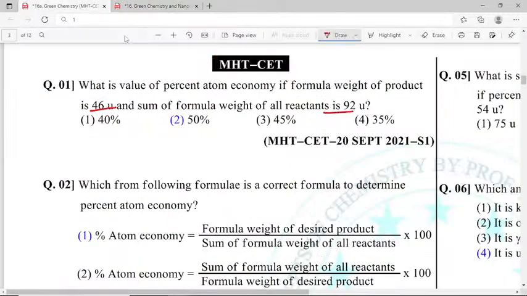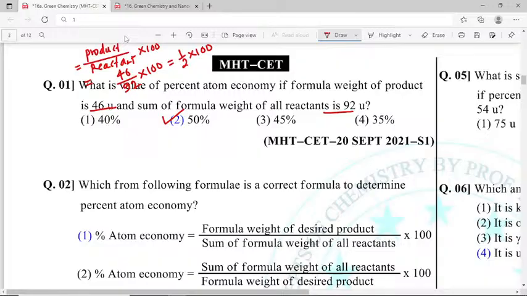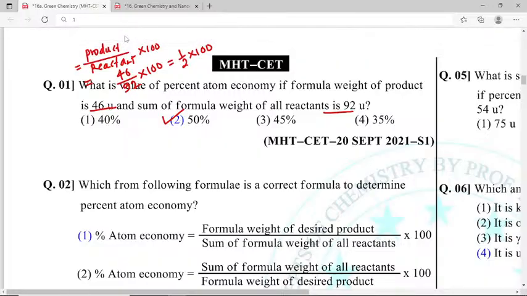So here, written as product divided by reactant, multiplied by 100. What is the value for product? The product has the value 46. So 46 divided by how much? 92, multiplied by 100. This is 46 by 92, which is 1 by 2, into 100. So we'll get 50%. Okay, clear everyone? This is the percent atom economy, 50%.